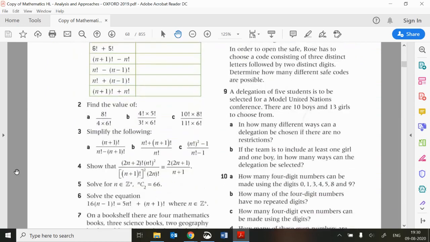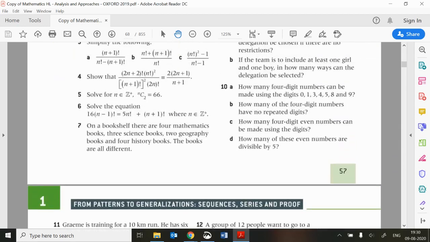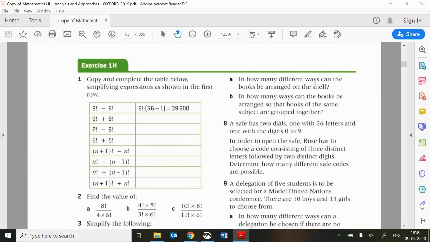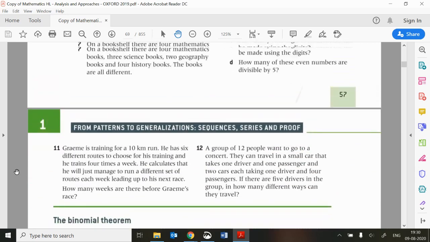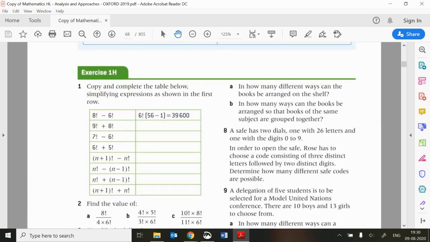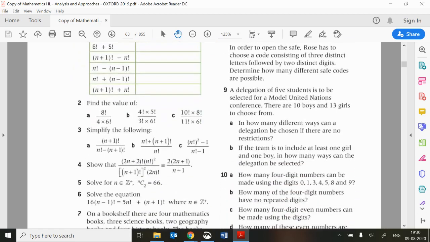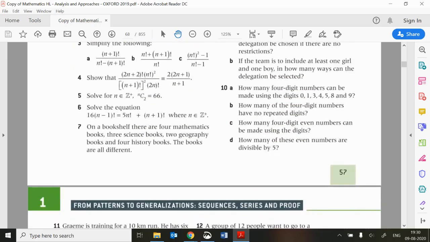Okay, so for 1H, you have 12 questions there. And again, this is pretty dense. There's a lot of chat going on there. There's a lot of explanations. 12 questions. I would suggest that you do all of those 12 questions and make sure that you understand all of the questions beforehand as well.